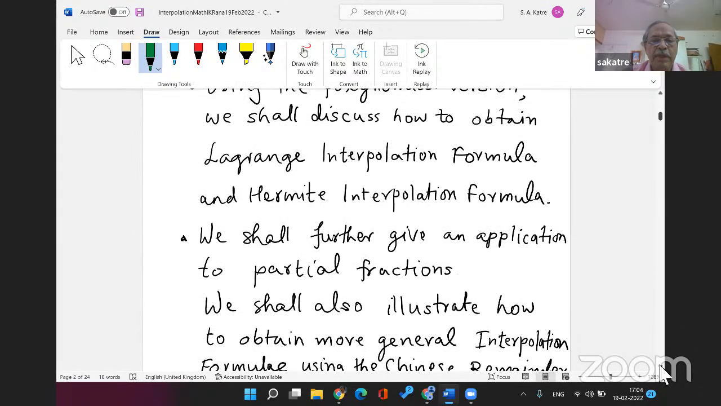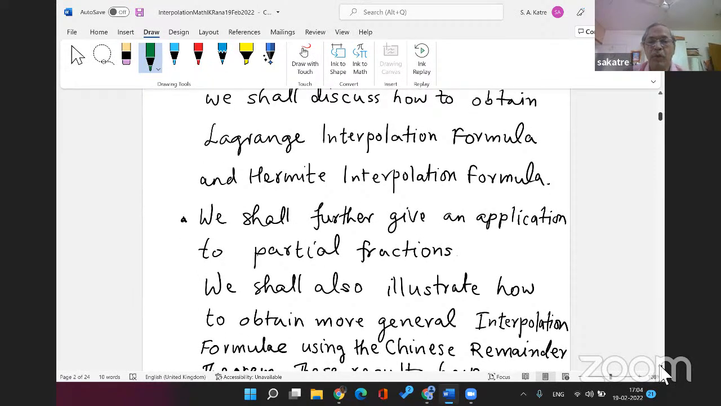Then we will give application to partial fractions also, because we will have a kind of modified version of Hermite interpolation formula, which is not usually available. At least I have not seen in any textbook. So from that, results about partial fractions can be obtained, which are useful in integration.